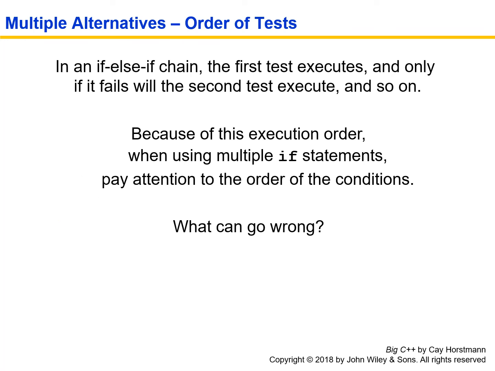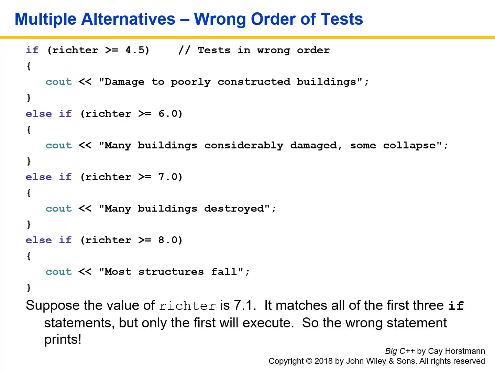Okay. Because of this execution order, it's important to pay attention to the order in which you put the conditions. Let's say we accidentally wrote that program backwards. If I go through with my 5.5, well, if Richter greater than or equal to 4.5, we get the damage to poorly constructed buildings, everything's great. What if I go through with 7.5?